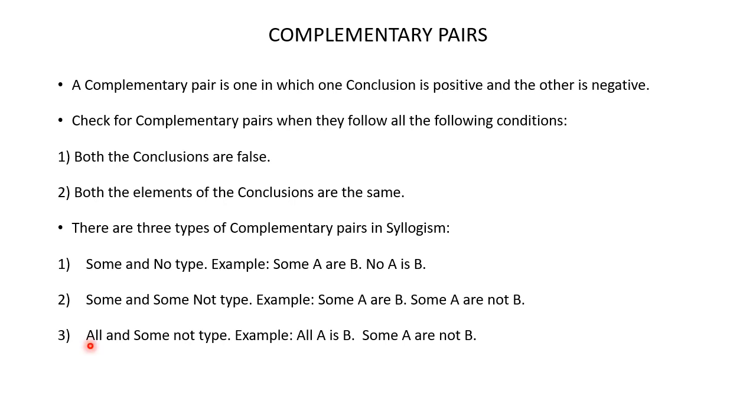All and some not type. Example, all A is B and some A are not B. These two are also complementary pairs because this one is positive and this one is negative. Also, the subject and predicate of these two is the same. That is, subject and predicate is A and B here. Here also it is A and B.